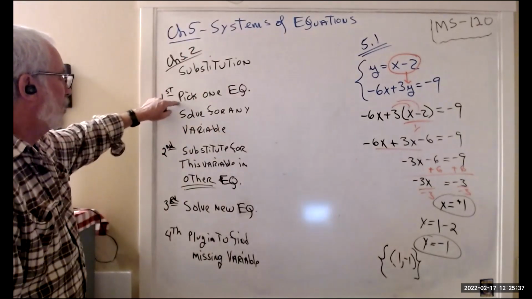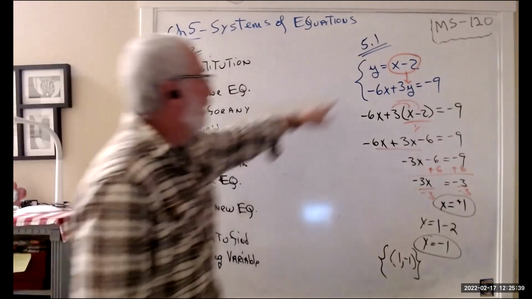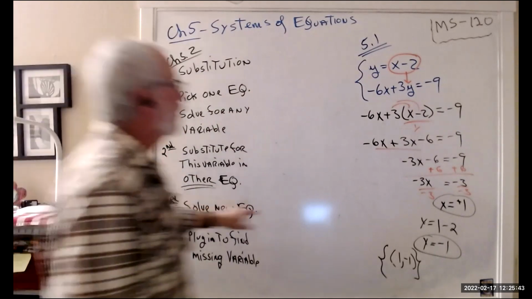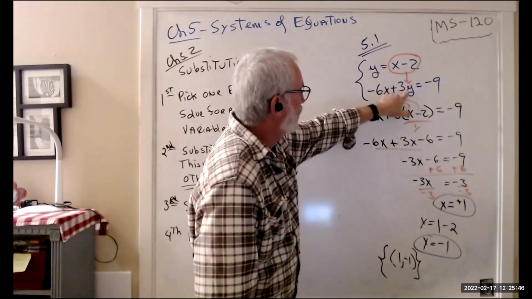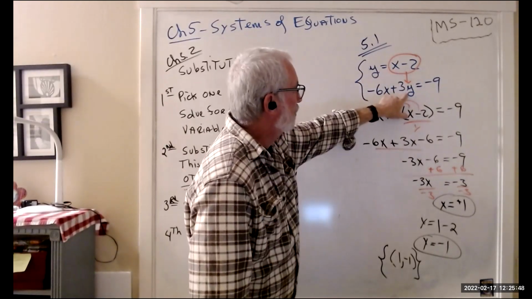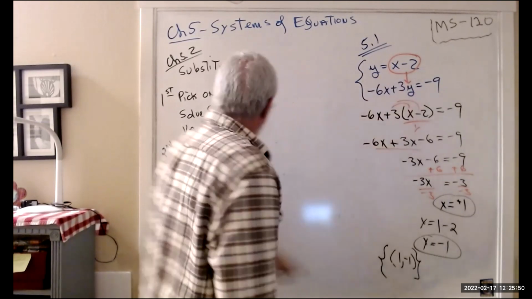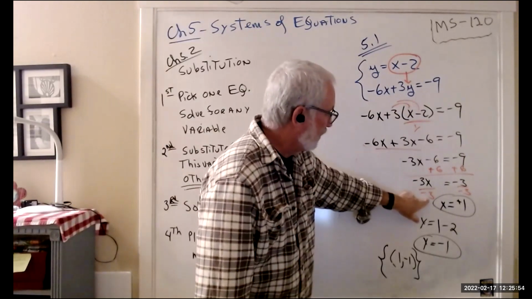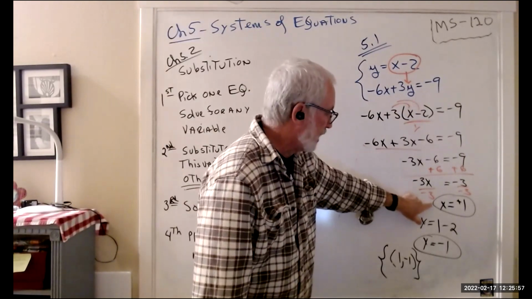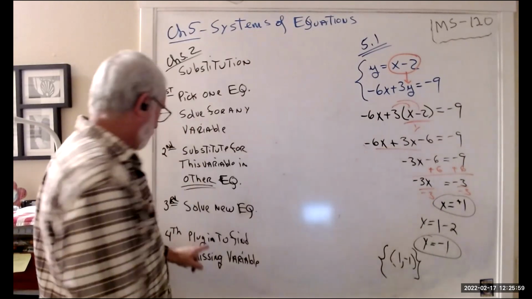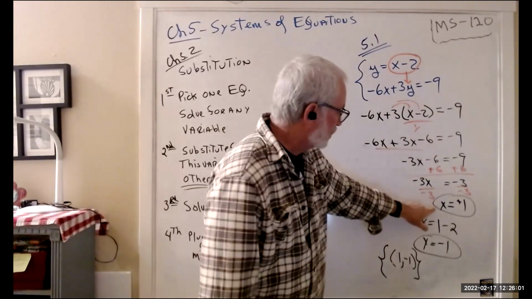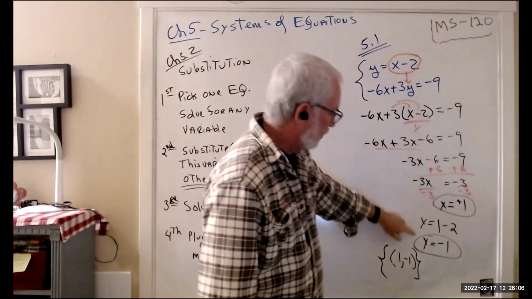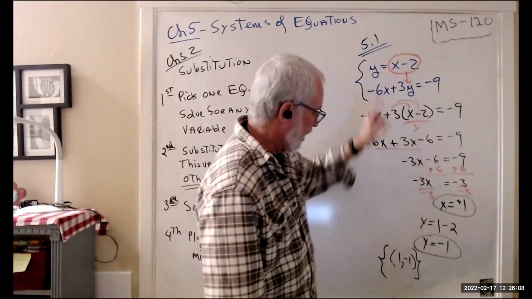So substitution: pick one equation, solve for a variable. That was already solved. Yay. Substitute this variable into the other equation. So I put x minus 2 in place of y because they're the same. Solve the new equation. So all of this was solving. Okay, we got x is 1. Plug in to find the other one. So when we got x is 1, we plug it into the top or bottom to find the other variable. We got y was -1 after plugging in.